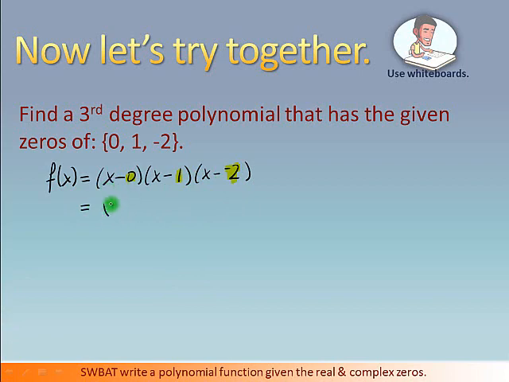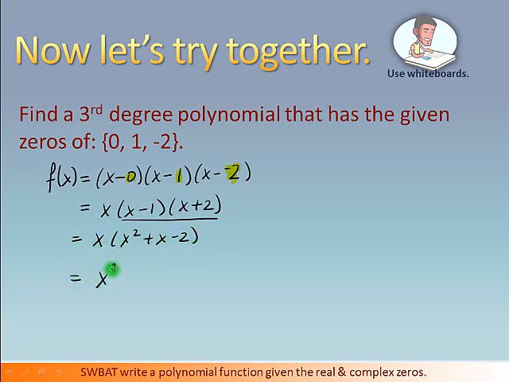x take away 0 is x. x minus 1 is x minus 1. Negative makes a positive. Continue to multiply. Multiply these two: x times x is x squared. Combining like terms, I'll get plus x minus 2. Continue to simplify and distribute. So x to the third plus x squared minus 2x. So this is my third degree polynomial that has zeros of 0, 1, and -2. Let's try another one.